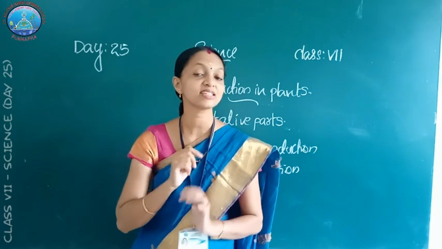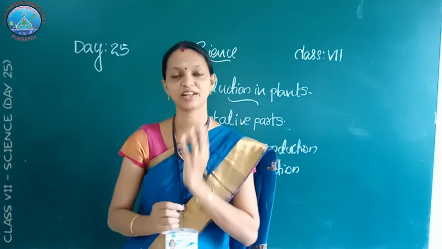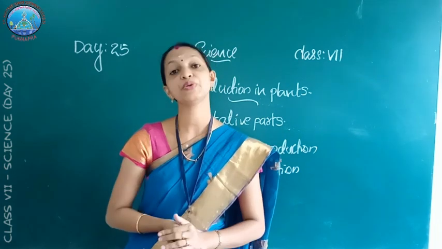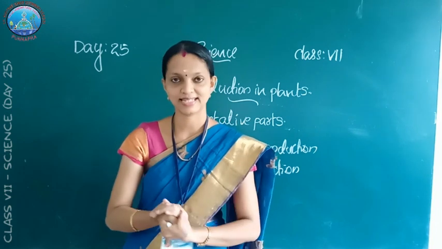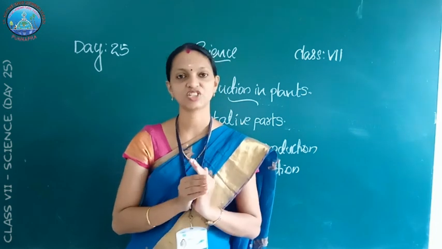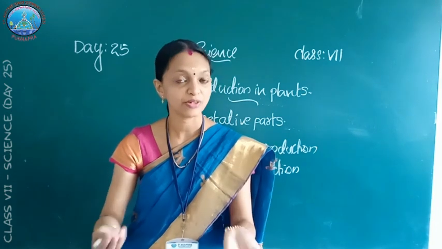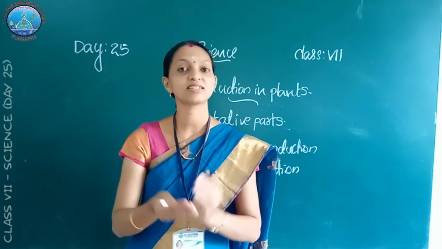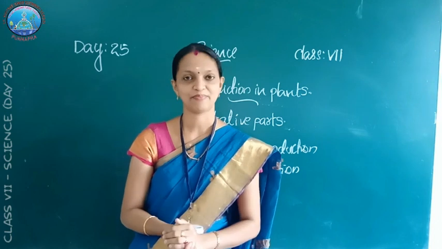There are two ways, asexual reproduction and sexual reproduction. In asexual reproduction, plants give rise to new plants without seeds. In sexual reproduction, plants give rise to new plants with the seeds, or new plants are obtained from seeds.